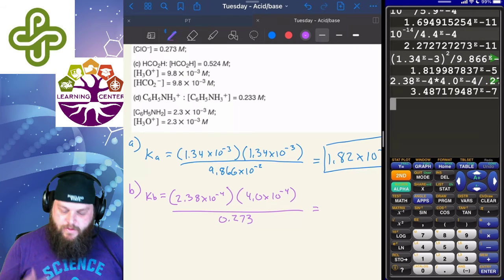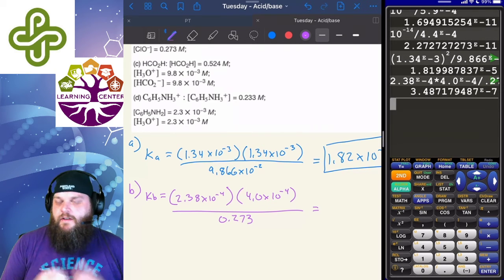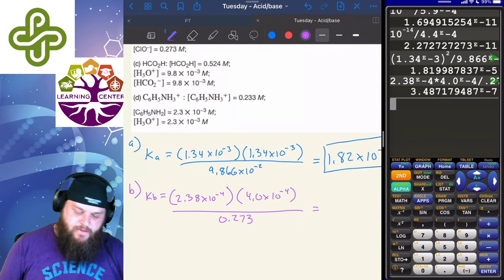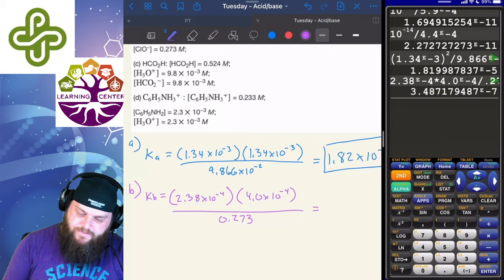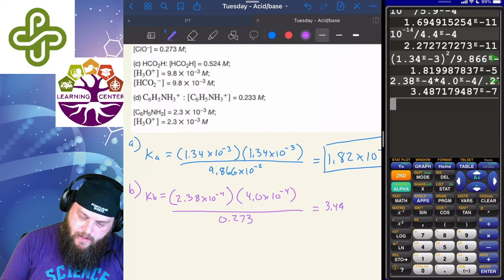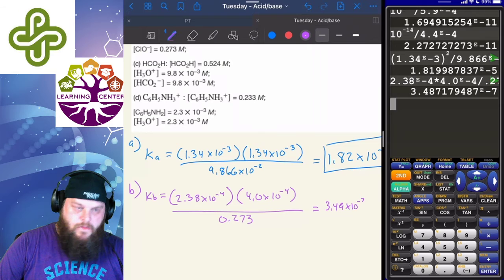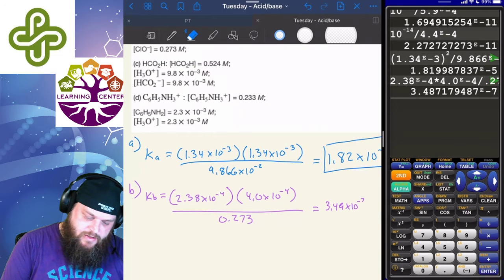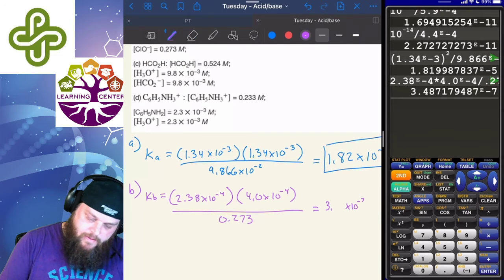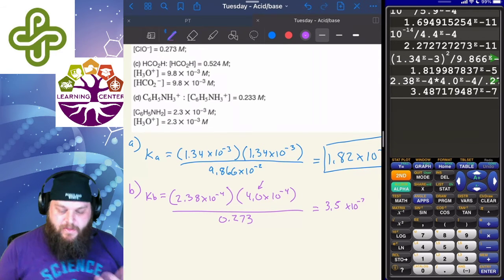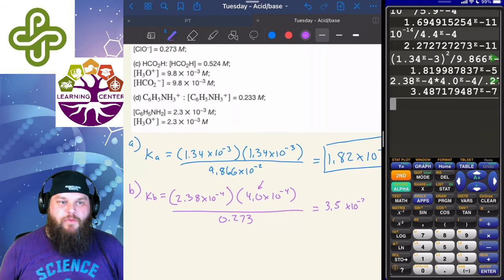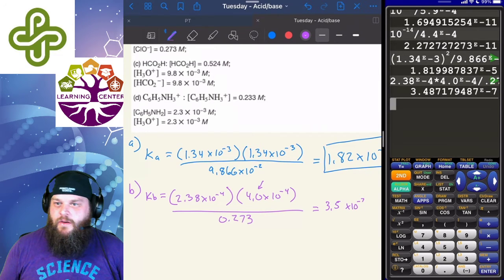And notice the two factors on the numerator are not the same for the base Kb reactions. And that's going to be very common. So we can see that this is 3.49 times 10 to the negative 7. I should change that to 3.5 for sig fig values. This value is 2 sig figs, so we have to round to 2 sig figs. But 3.5 times 10 to the negative 7 would be our Kb value.